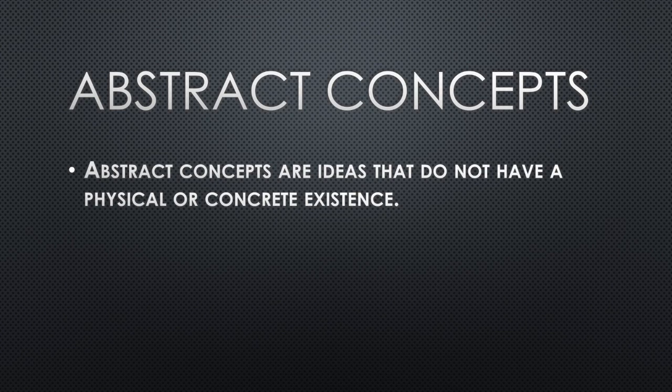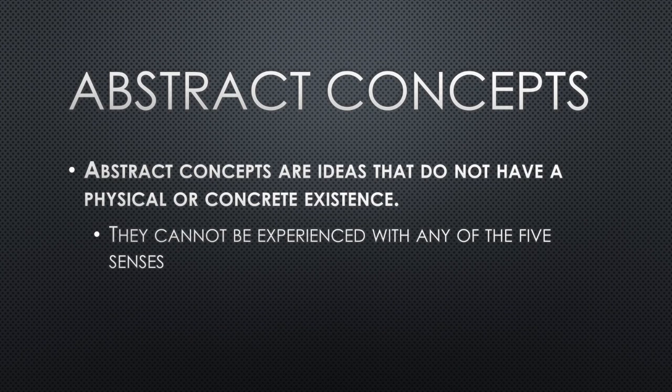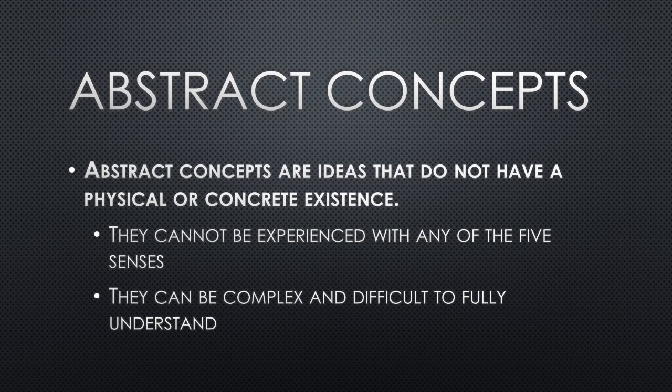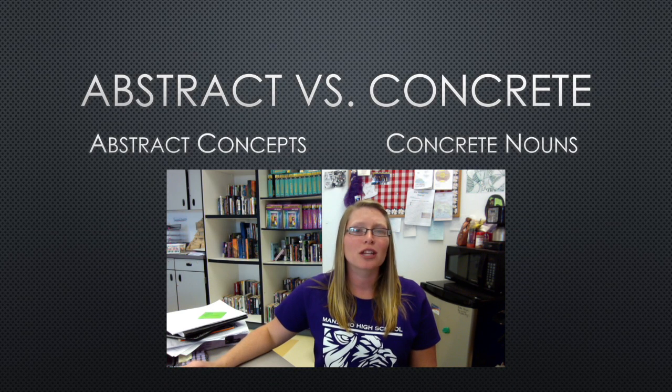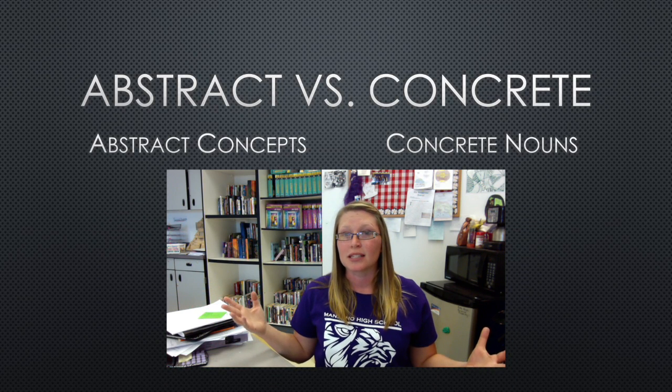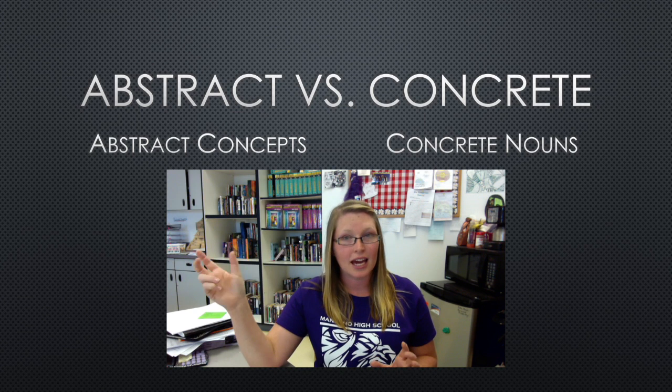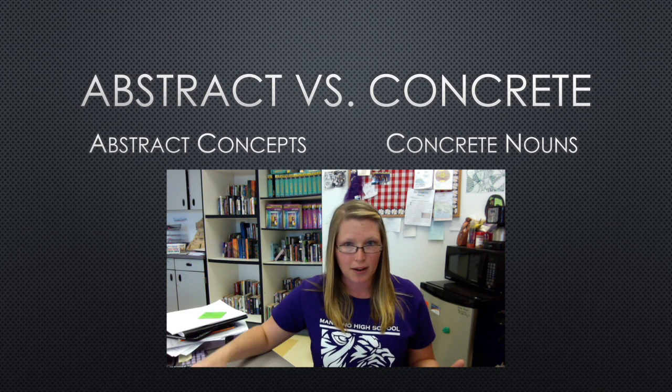abstract concepts are. So an abstract concept is an idea that does not have a physical or a concrete existence. It's something that cannot be experienced with any of the five senses, and it's something that is very complex and difficult to fully understand. It's difficult for kids to understand, it's difficult for adults to understand, but that doesn't mean that it doesn't exist. So, abstract concepts are things that cannot be experienced with the five senses, whereas concrete things are things that can be experienced with the five senses.